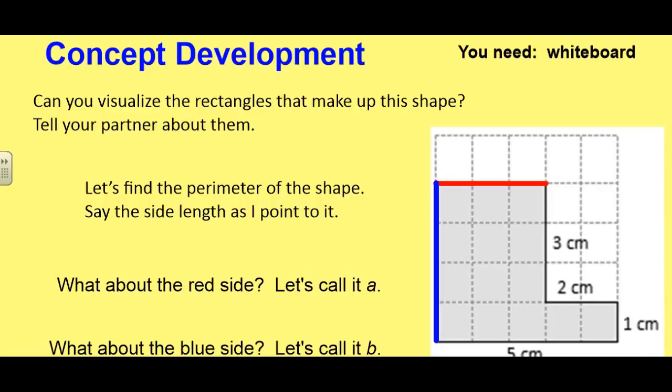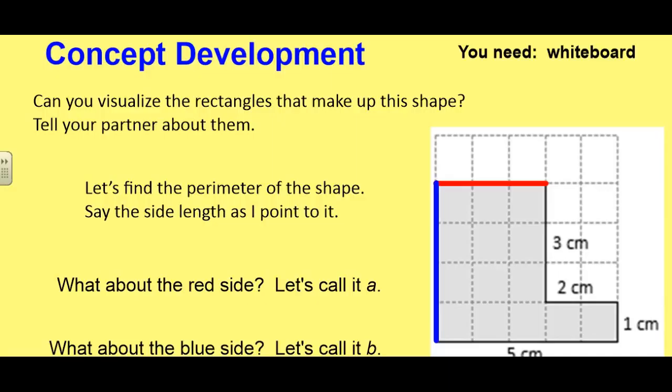Okay, so you see the picture on the screen, and the first question up at the top says, can you visualize the rectangles that make up this shape? So think back to what we did with area and how we had to find the area of more than one rectangle, or a shape that was made up of more than one rectangle. We had to combine the area of both of those rectangles to find the area of the entire shape. It's not what we're going to do with this, because we're not trying to find the area of this shape at all. We're just trying to find the perimeter.